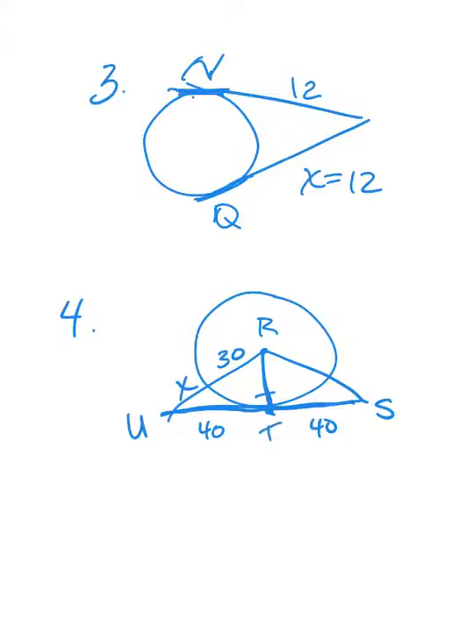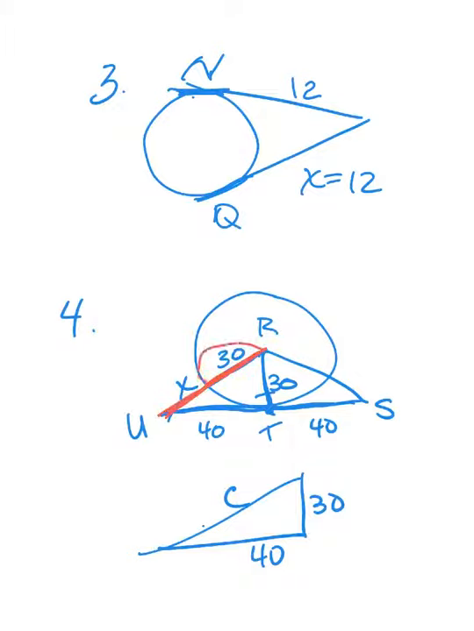RT is 30 because it's a radius. Always look for distances between the center and the edge of the circle, which are the same. So if this is 30, then this is 30. Now we have a right triangle that looks like this, and it's 40, 30, and let's find C. We're going to find that C is 50 because 30 squared plus 40 squared equals C squared. Make sure you can get a 50 on the C, on the big triangle. So if this whole side is 50, and this piece is 30, how much is X? 20. X is 20.